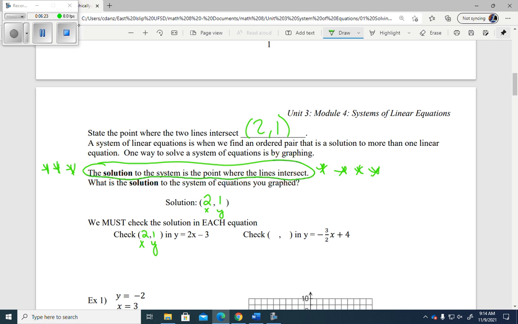So the first equation was y equals 2x minus 3. So let's do 1 equals 2 times 2 minus 3 and make sure that this actually works. It does. So it's a solution to the first line that we drew. What about the second line? Is that point 2, 1 a solution to the second line? So substitute in 2 for x and 1 for y.